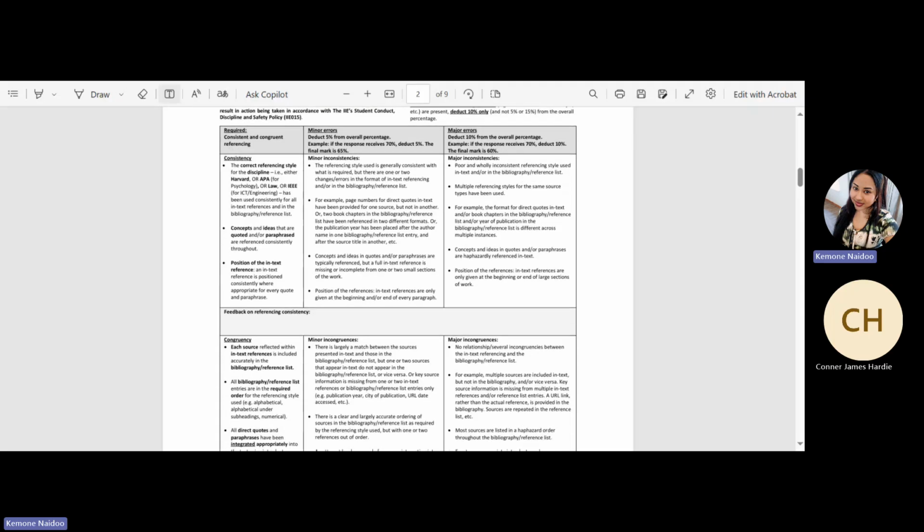Major errors will be like maybe you didn't insert an in-text somewhere you needed to, or maybe you don't have in-text at all and you just have a reference list, or maybe you have in-text but not a reference list. Those are major errors that can get you a minus 10%. Sometimes your whole entire paper can be flagged if the majority of your paper is not referenced. So please make sure that you reference and then go back and check if those references are correct.